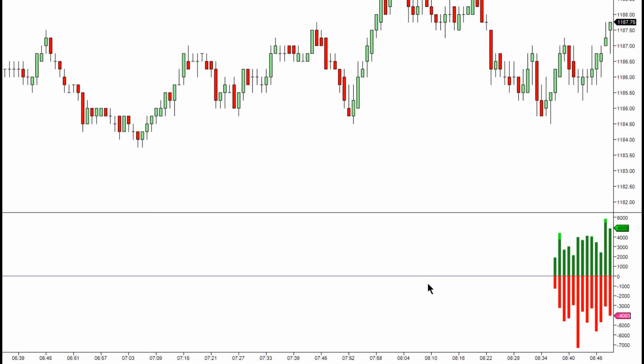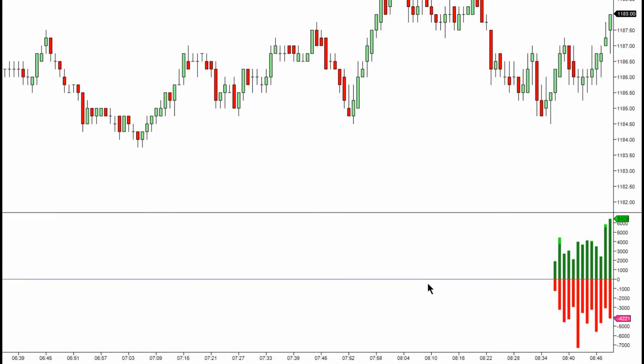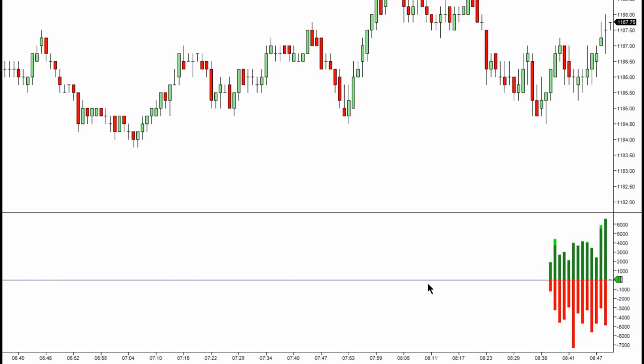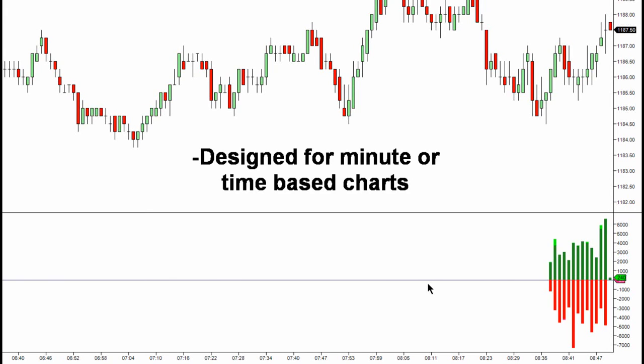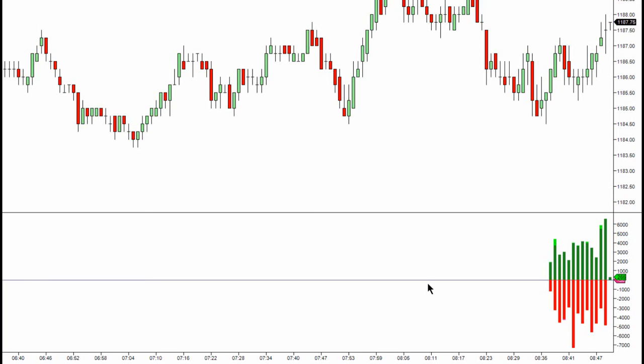Nope. So you can see now there's more buying power coming into the market. You can see why I just think this is a great indicator. So again, a few things to note also. This really only works in real time. It's designed for minute or time-based charts, so keep that in mind.